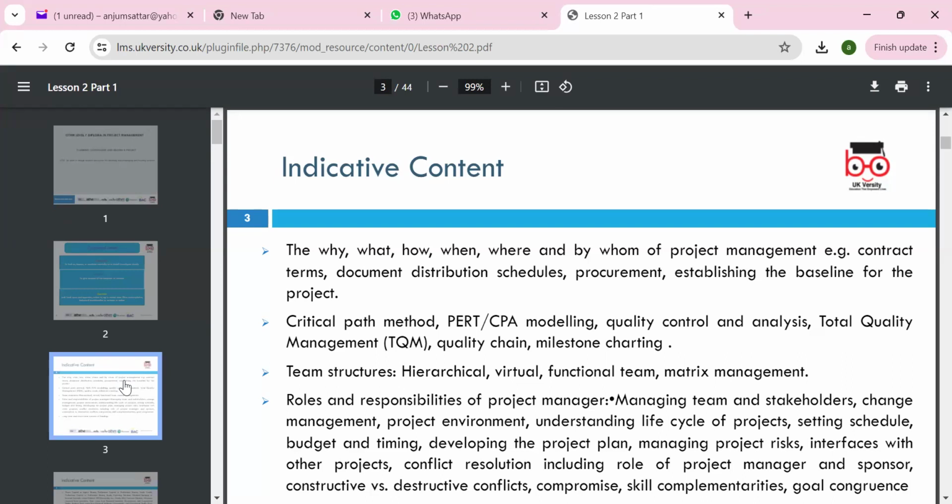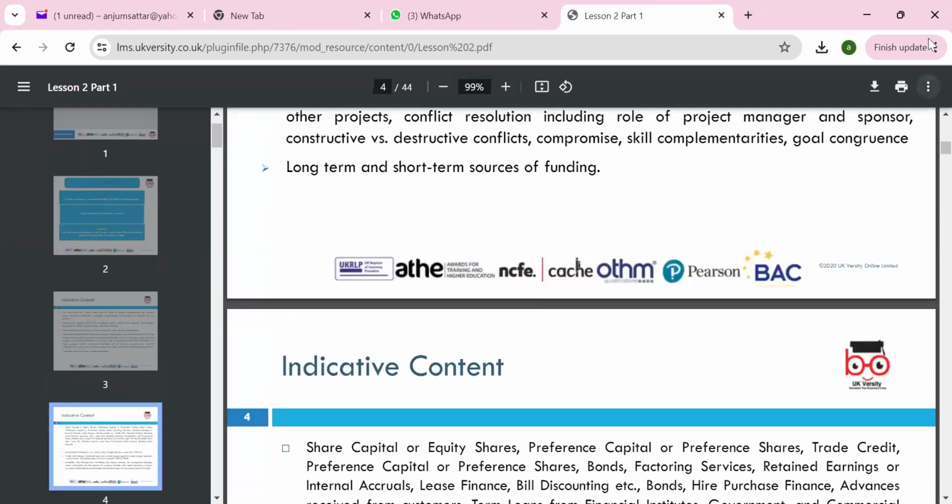So we have the quality chain, milestone charting, and team structure. Team is very important to the success of any project. One great figure, Henry Ford, said, coming together is a beginning, keeping together is progress, and working together is success. So for success, team and team management are very, very important. We need to manage the team to achieve the organization's objectives. That's key, and we'll go through it in today's lesson.